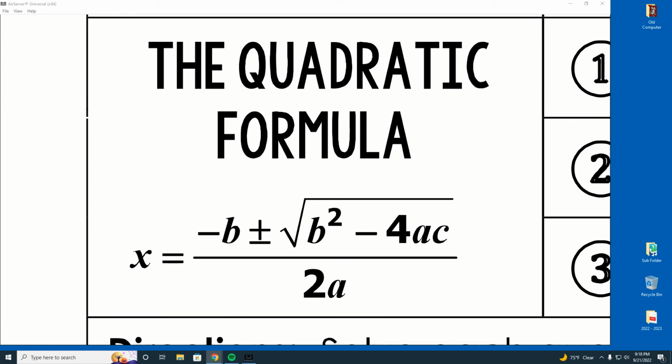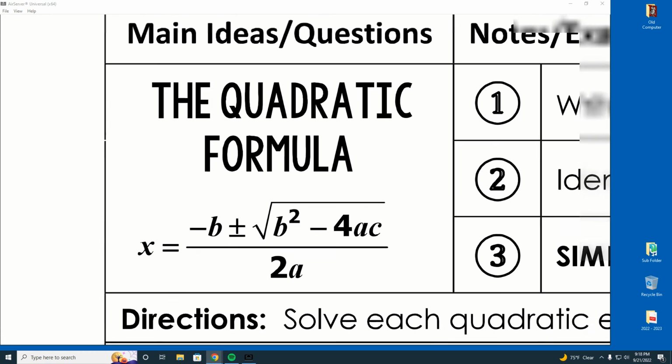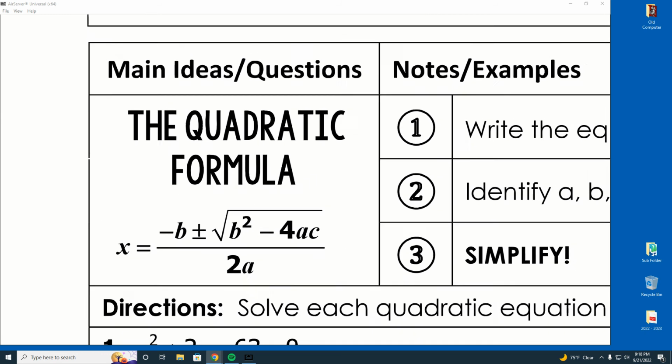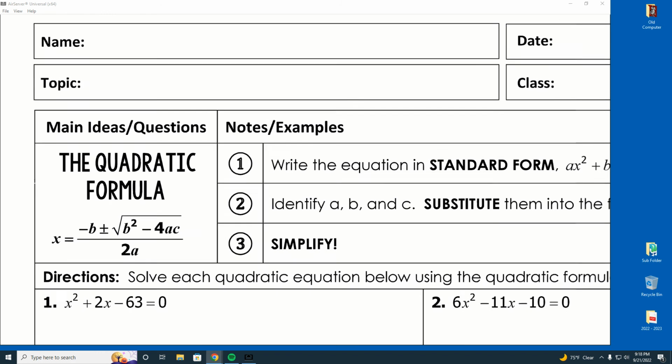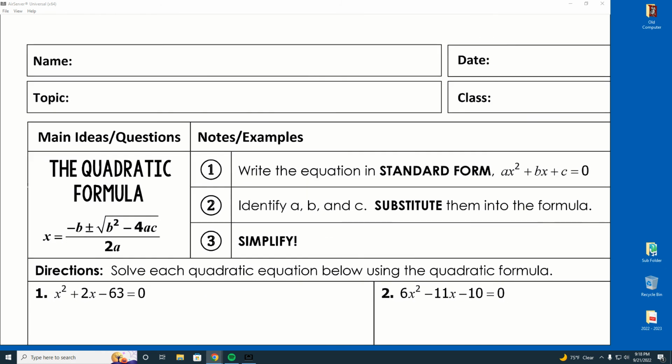So as you can see, when you look at this formula, the thing that you have to know and remember is what is a, b, and c. And we've talked about that extensively, right? When we talk about a, b, and c, we are talking about that equation being in standard form, right? Look, ax squared plus bx plus c. We've talked about that formula enough. You should remember that a is x squared's coefficient, b is x's coefficient, and c is your constant.